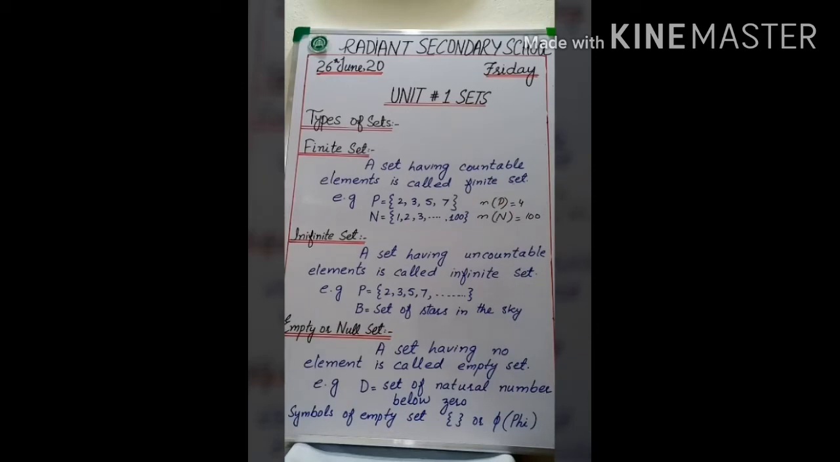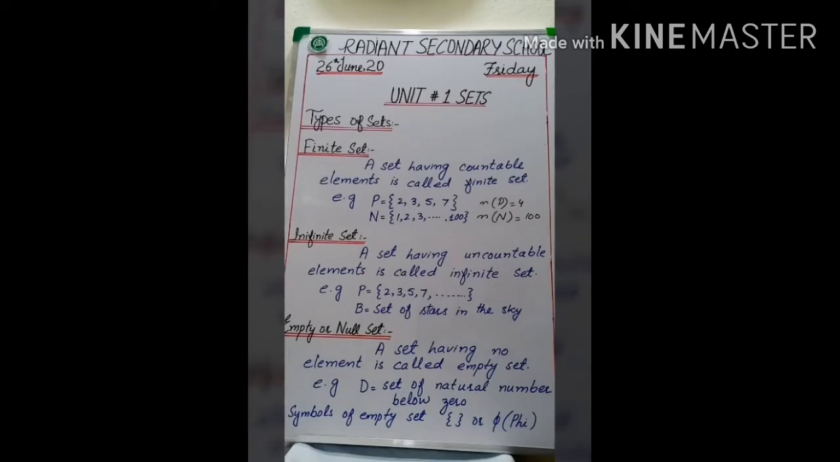Infinite set: a set having uncountable elements is called infinite set. It means the set having unlimited elements that you can't count, you can't tell what is the last element of the set, then that set will be called the infinite set. Identification of infinite set is that when you write it in tabular form, there will be dots at the end. So this is the set of all prime numbers, and this is the set of stars in the sky. It is impossible to count the stars, so that's why this set will also be infinite. So when you want to tell the number of elements in an infinite set, it is not possible.